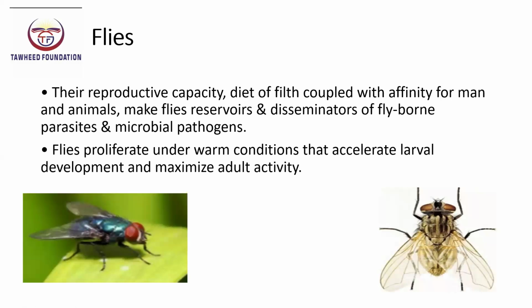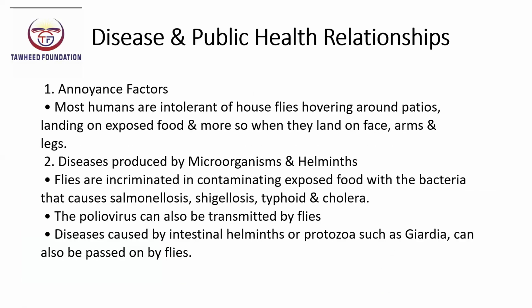The reproductive capacity, diet, and filth, coupled with affinity for humans and animals, make flies reservoirs and disseminators of fly-borne parasites and microbial pathogens. Flies proliferate under warm conditions, which accelerate larval development and maximize adult activity. Disease and public health relationship.